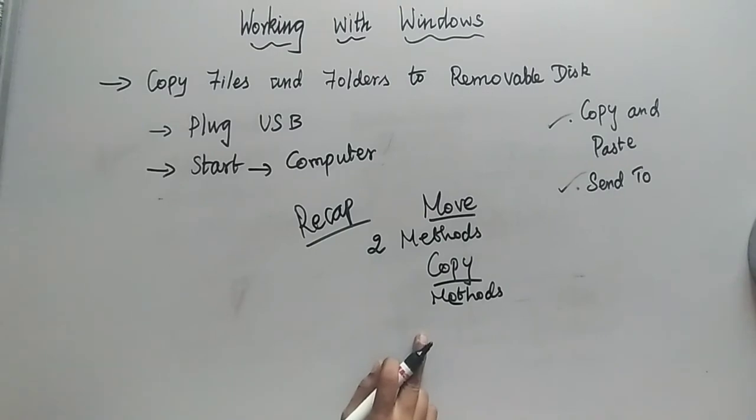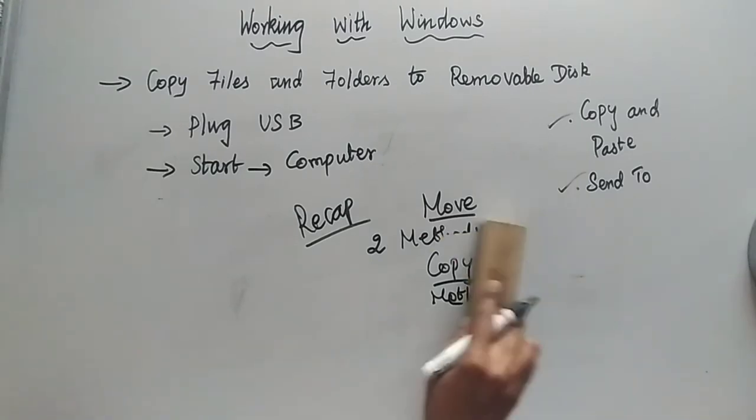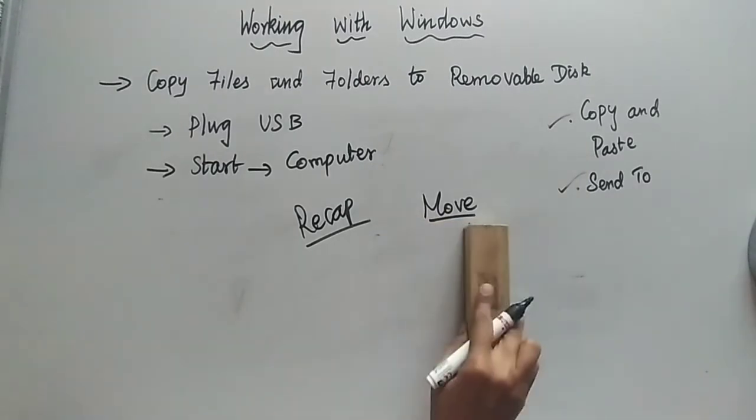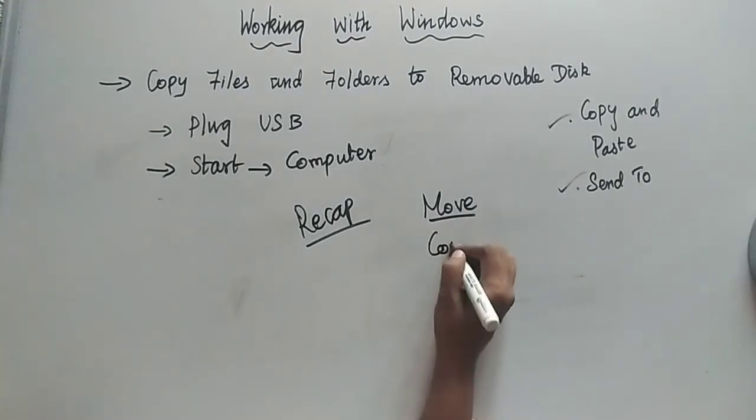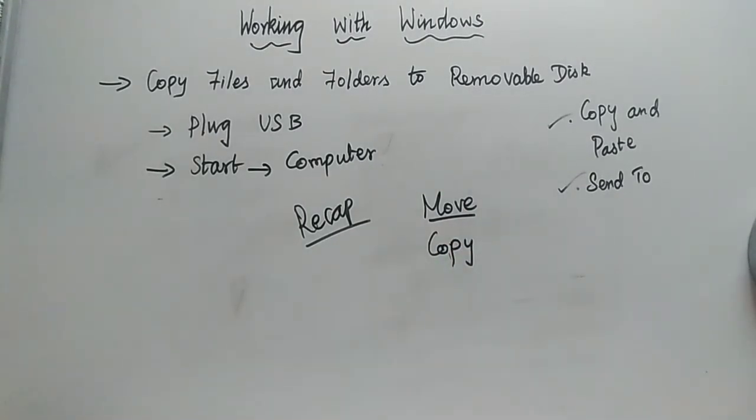Next, the topic we finished is copying files and folders to a removable disk. In that, what else have we discussed? There also you have two methods: copy and paste, and the next one is Send to. So, clear with the topics?